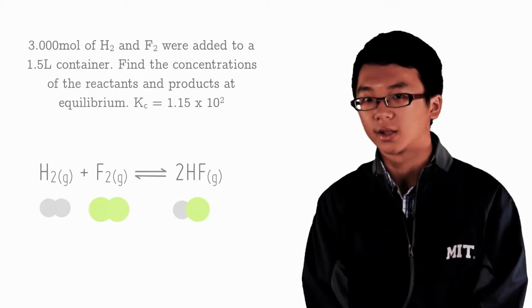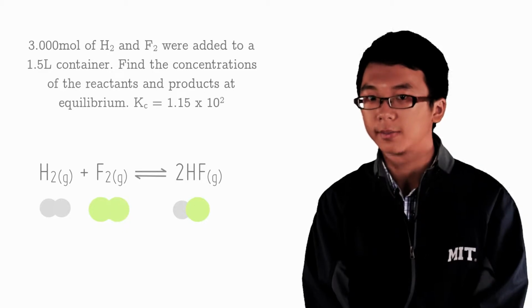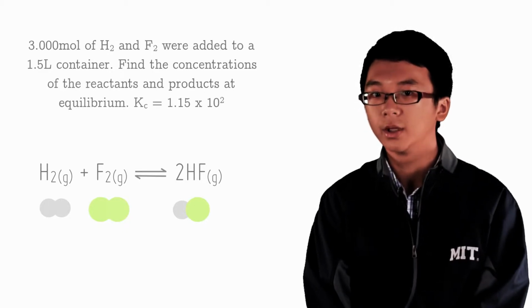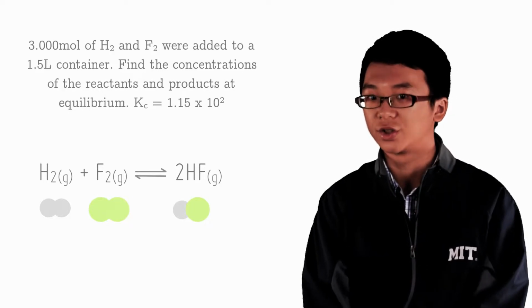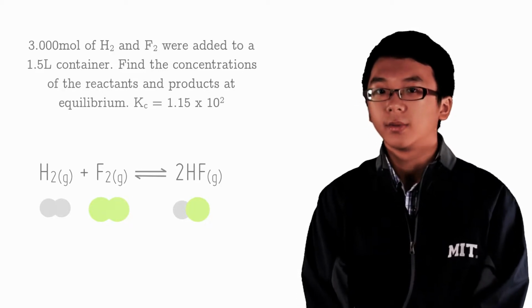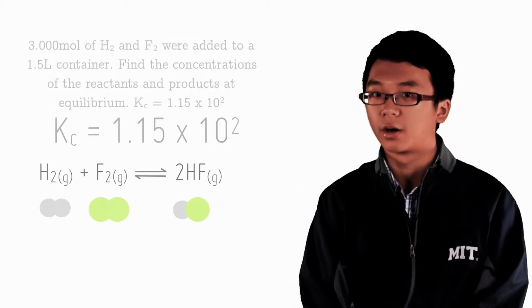Notice first what the states of the reactants and the products are, and eliminate any solids or liquids because they don't contribute to the equilibrium due to their constant concentrations. So in this case, all of them are in the gaseous state. That's great. The Kc of this reaction is given as 1.15 times 10 to the power of 2.